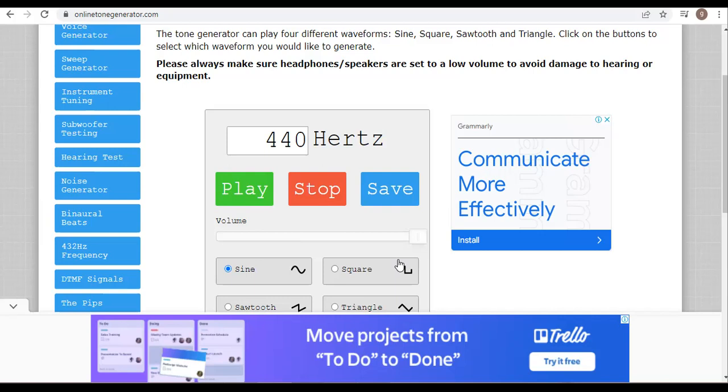Can you hear the frequency? Nobody's hearing? No, sir, not able to hear. Not clear? Okay, let's try increasing this. Can you hear it? No, sir.